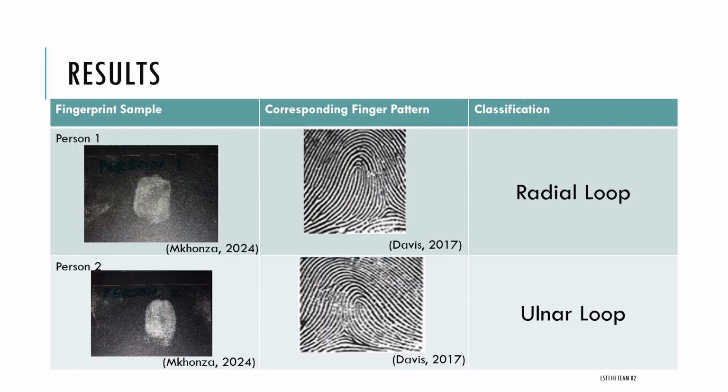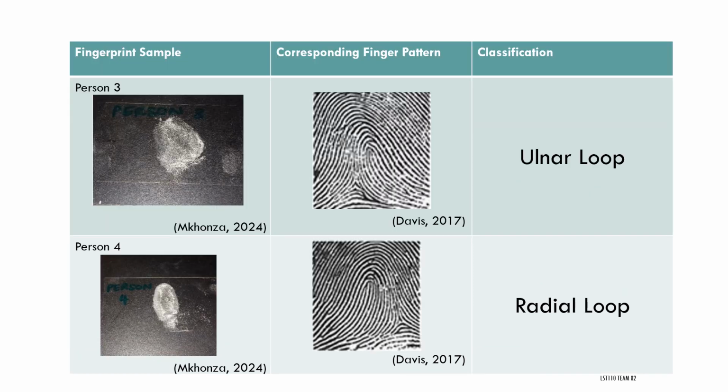The results. Fingerprint sample person 1. Its corresponding finger pattern was radial loop. Person 2. Its corresponding finger pattern was ulnar loop. Person 3. Its corresponding finger pattern was also ulnar loop. Person 4. Its corresponding fingerprint pattern was a radial loop.